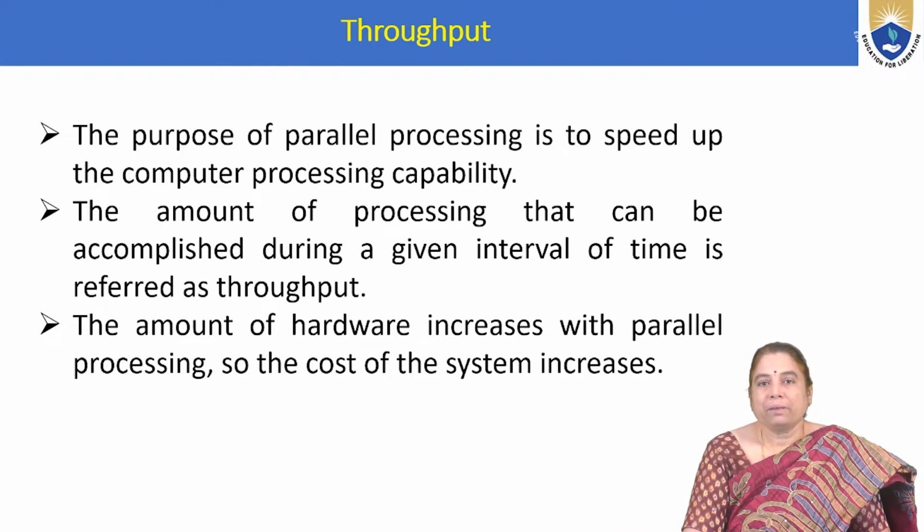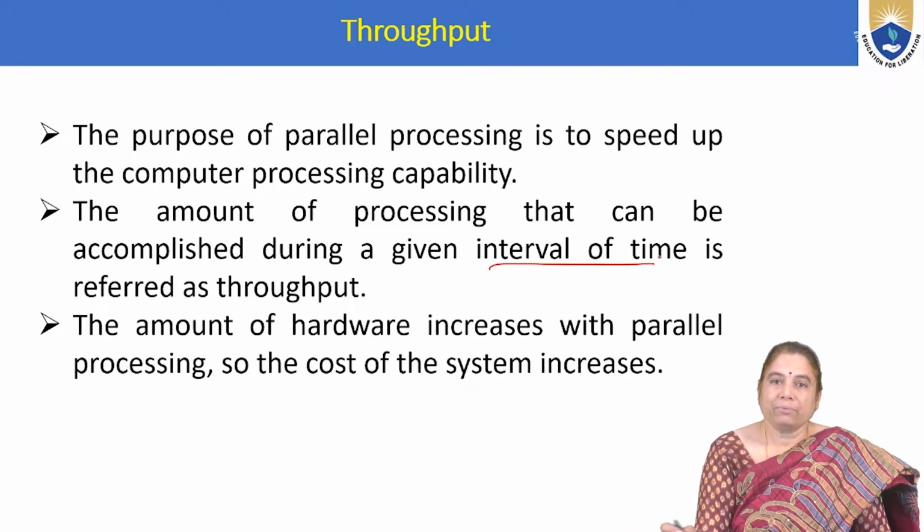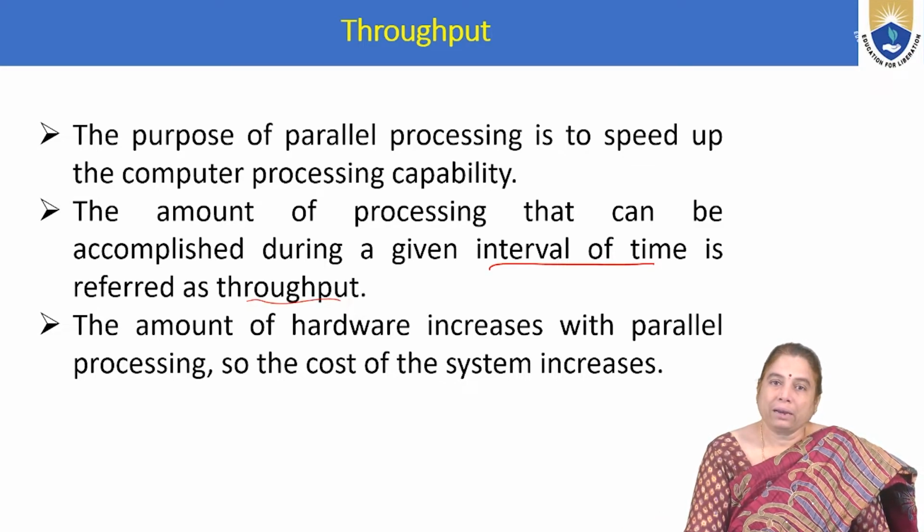Here the major performance measure of the computer is the throughput. What does throughput mean? It is the number of instructions that can be executed in a unit of time. The purpose of parallel processing is to speed up or increase the computer's processing capability. The amount of processing accomplished during a given interval of time is referred to as the throughput. With multiple functional units and parallel execution of instructions, the number of instructions executed per unit time is definitely increased in parallel processing computer systems.